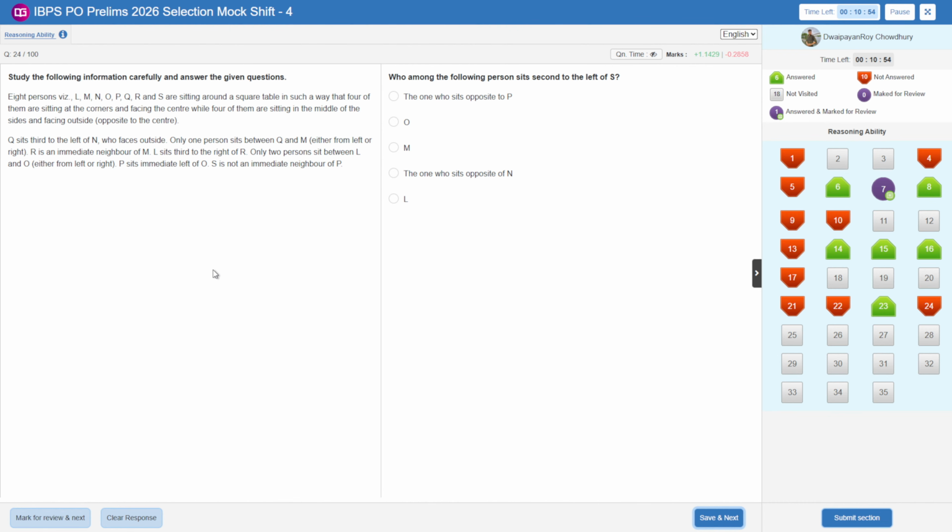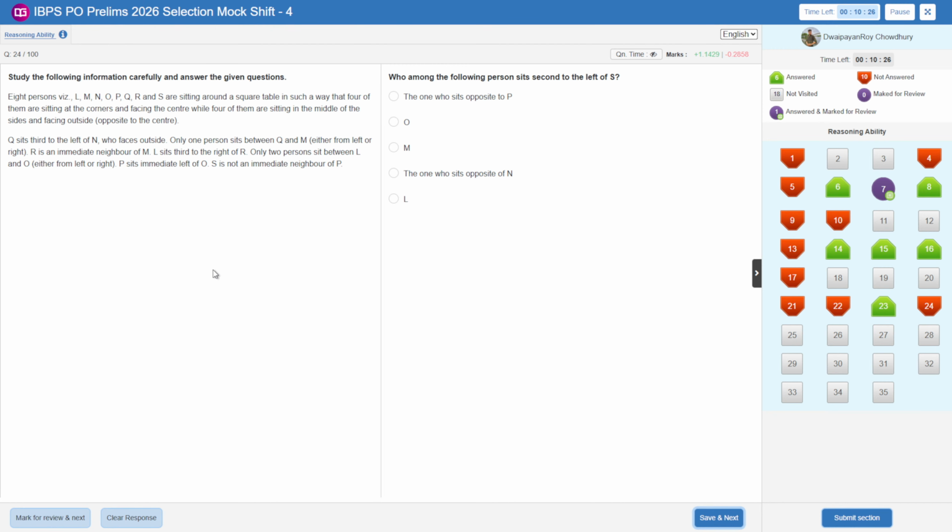Corner center, middle out. Okay, Q is third to the left of N, who faces outside. Q is third to the left: 1, 2, Q. Only 1% between Q and M from either side. Okay, R is an immediate neighbor of M.